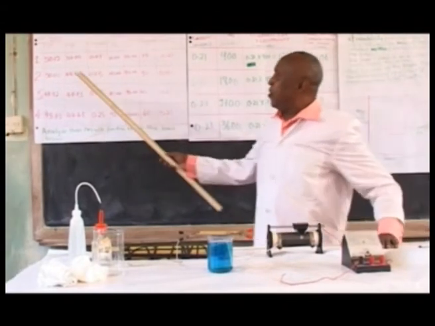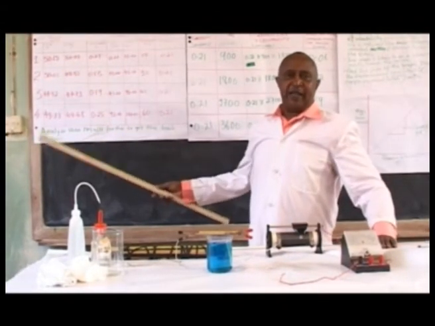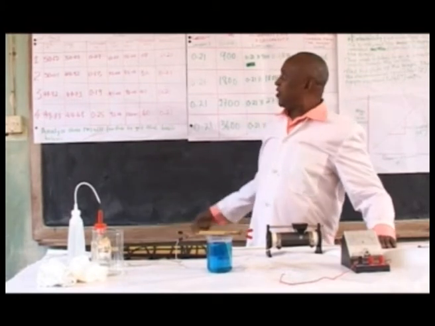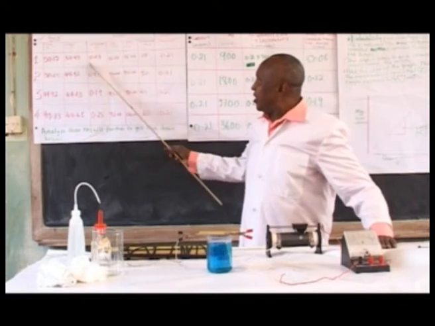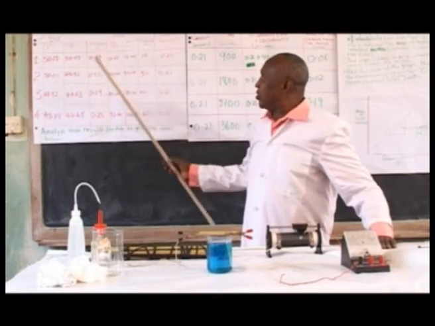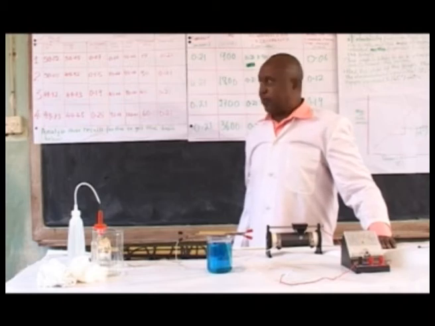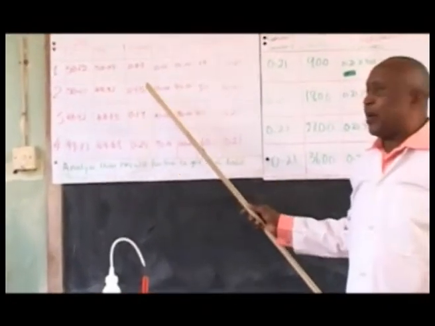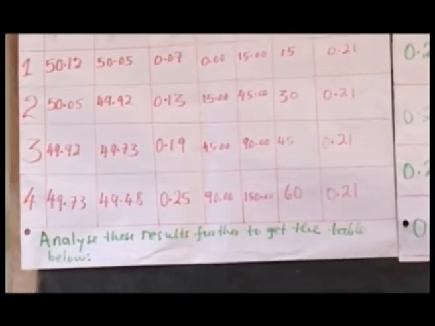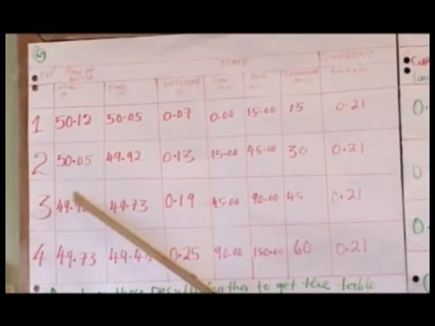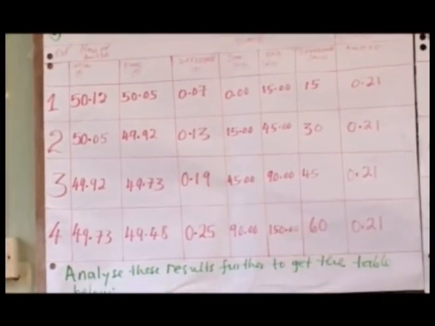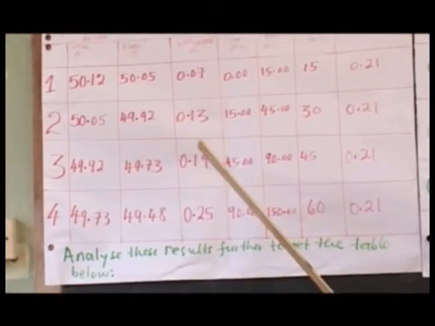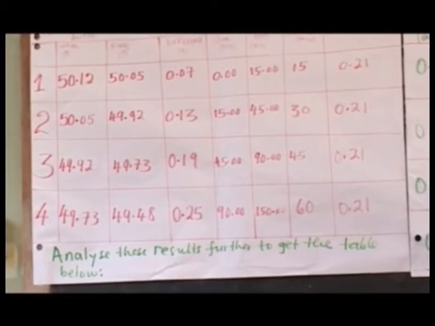Having done your 4 experiments of measuring the corrosion of the anode, in the first 15 minutes you can see 0.07 grams of the anode had been corroded. The second experiment, 0.13 grams of the anode had been corroded. The third experiment, 0.19 grams of the anode had been corroded. And the last experiment, 0.25 grams had been corroded.